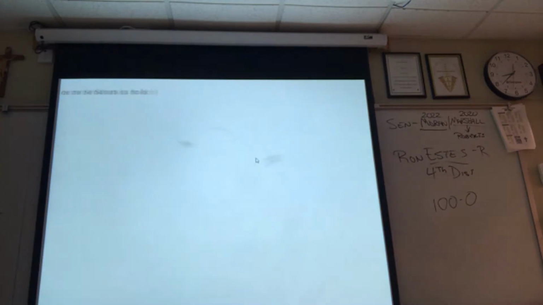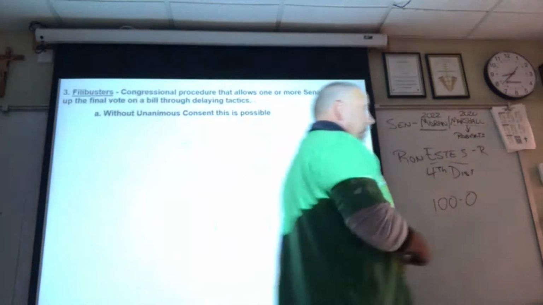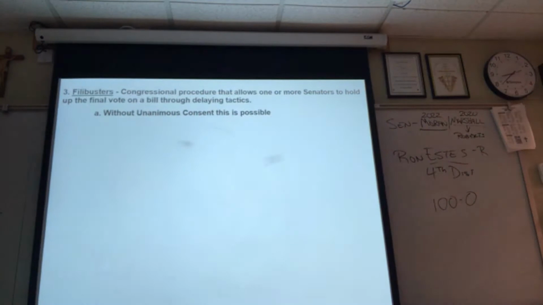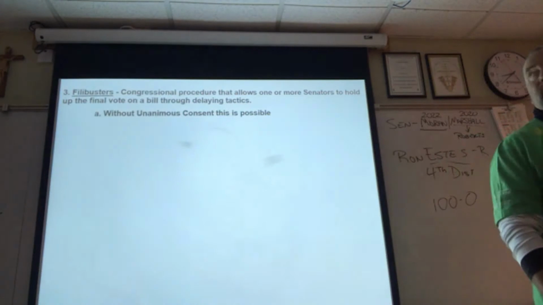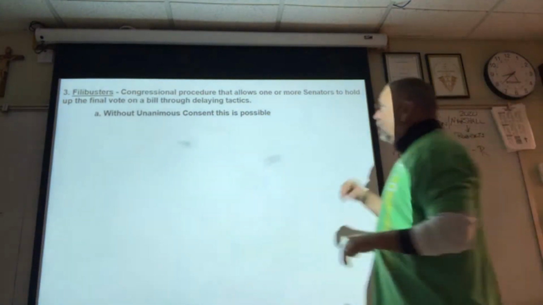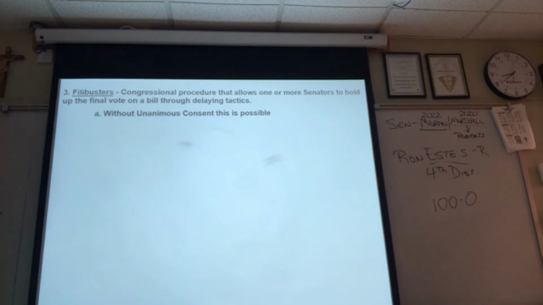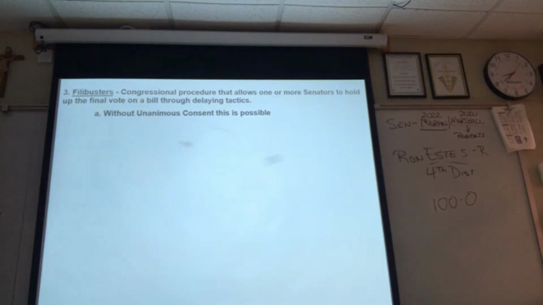Okay. So here it is. Filibusters. Congressional procedure, or you could say senatorial procedure, that allows one or more senators to hold up a vote on a bill by delaying tactics. Okay? So without 100 senators saying we're only going to debate for 1 hour, without unanimous consent, one member can hold up the entire Senate.